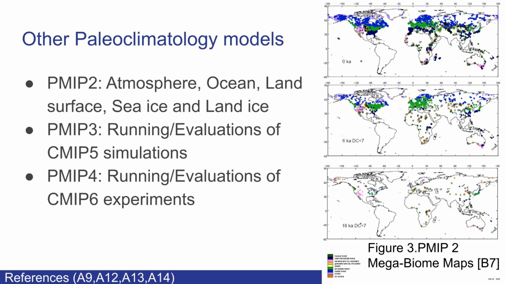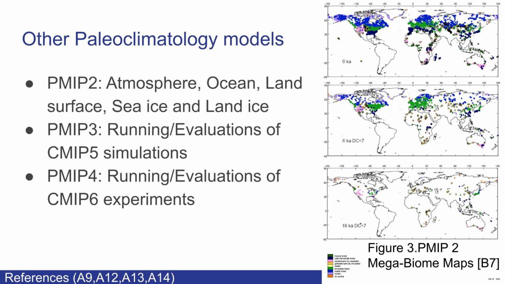Along with PMIP-1, PMIP-2 through 4 analyzes climatological data of past climates, but each model has a different focus and includes a multitude of experiments. PMIP-2 specifically focuses on climate that involves the atmosphere, oceans, land surfaces, vegetation, sea ice, and land ice.